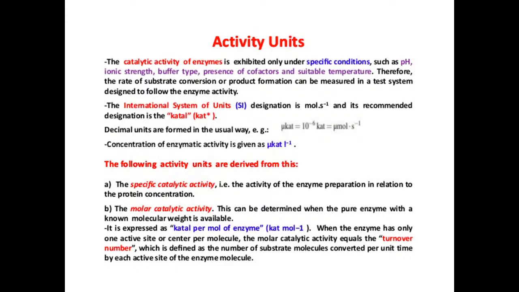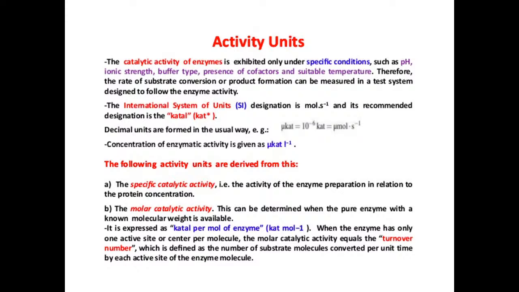In the international system of units, molar per second is recommended as the Catal. We call it a Catal. A microcatal is equal to 10 raised to the power minus 6 catal, that is micromolar per second. Catal could be calculated as micromolar per second. If you want to find the concentration of enzyme activity, we can calculate it as catal per liter.